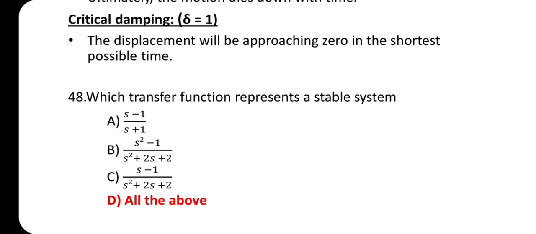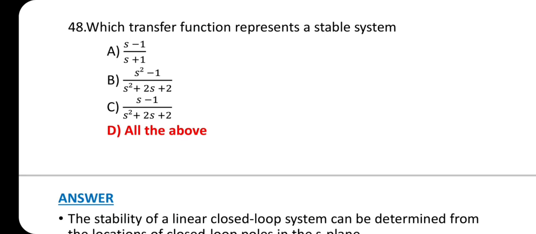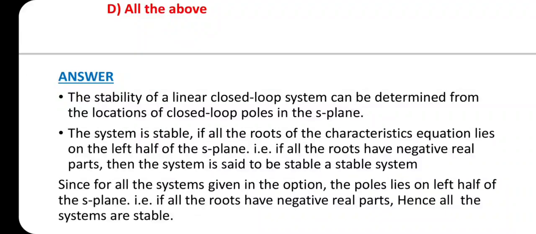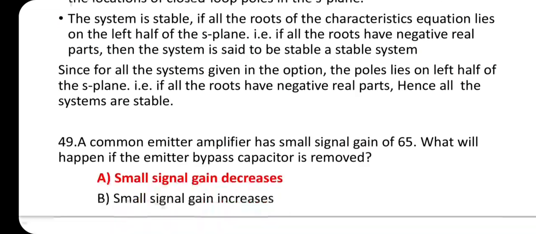Question number 48. Which transfer function represents a stable system? Answer is option D, all the above. The stability of a linear closed loop system can be determined from the location of the closed loop poles in the S-plane. The system is stable if all the roots of the characteristic equation lie on the left half of the S-plane. That is, if all the roots have negative real parts, then the system is said to be stable. Since for all the systems given in the options the poles lie on the left half of the S-plane, hence all the systems are stable.